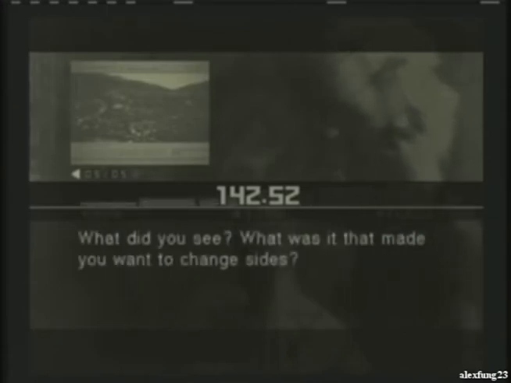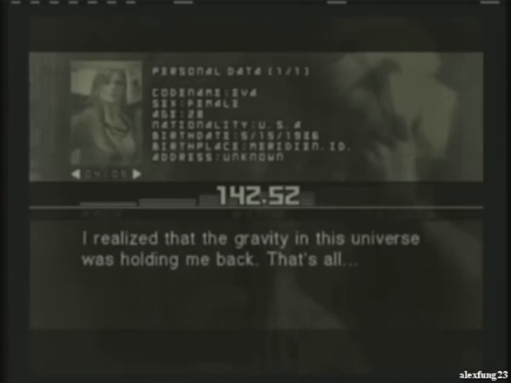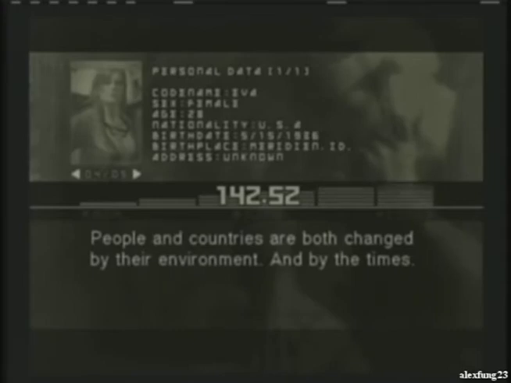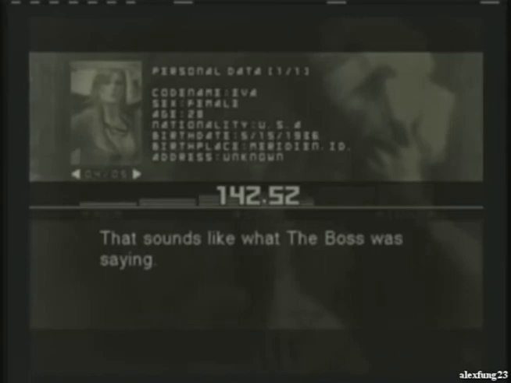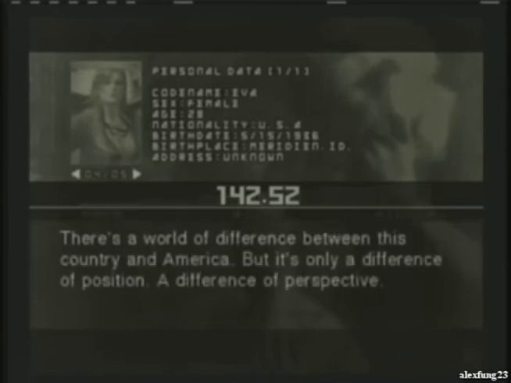What did you see? What was it that made you want to change sides? You wouldn't believe me if I told you. Try me. I saw the universe. The universe? Not the actual universe. The universe as the intelligence community sees it. I realized that the gravity in this universe was holding me back. That's all. People and countries are both changed by their environment and by the times. That sounds like what the boss was saying. There's a world of difference between this country and America. But it's only a difference of position, a difference of perspective.